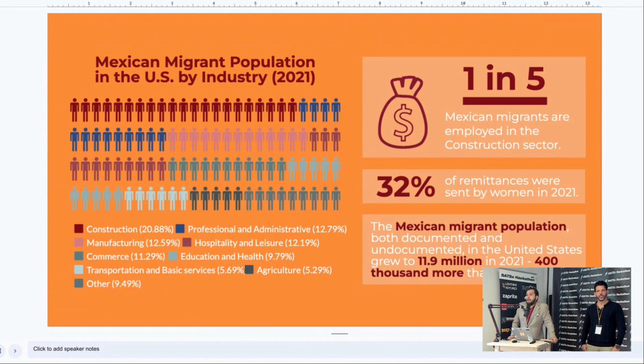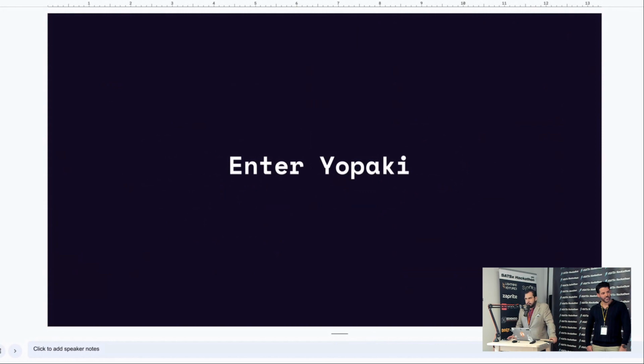So these people, what do they actually do? They end up going to MoneyGram or whatever other services they are, I don't want to say names, and they get ripped off 12 to 15% for sending the little money that they can accumulate here back to their families in Mexico. That's something that we want to change. Please enter Yopaki.